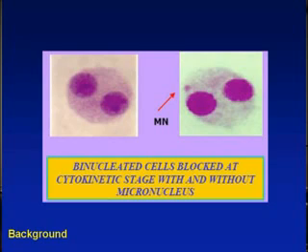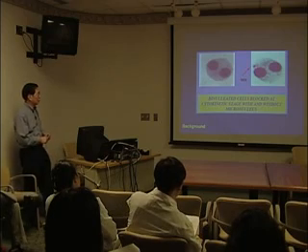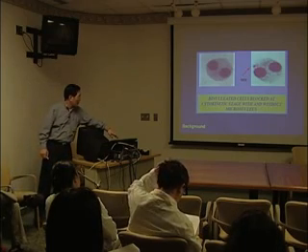So this is just a picture of what you can see under the microscope. In this case, the cells are blocked at the metaphase, but there's no micronuclei. Here you have additional nuclear material as a micronucleus.